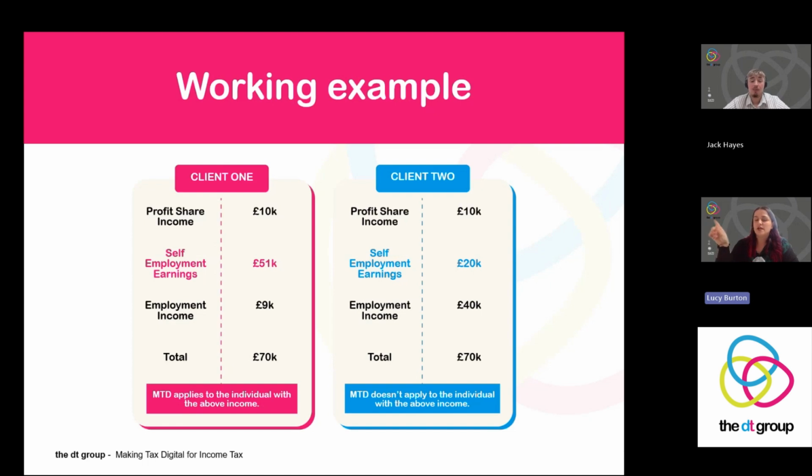However, as you can see on client 2, similar sort of numbers, total is 70,000. However, in this section, they've actually got self-employment income of 20,000. And so because this isn't over the 50,000, Making Tax Digital does not apply to client number 2. And so this again is where it's going to be really important for yourselves to understand which elements you are getting which amount of income, and are you therefore exceeding that 50,000 within the self-employment section.